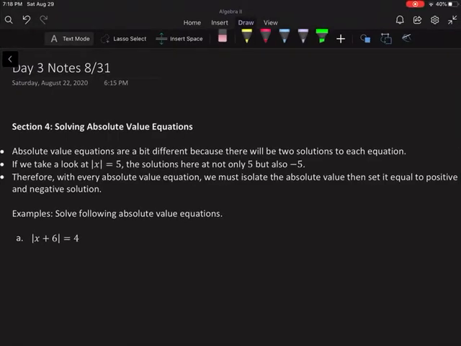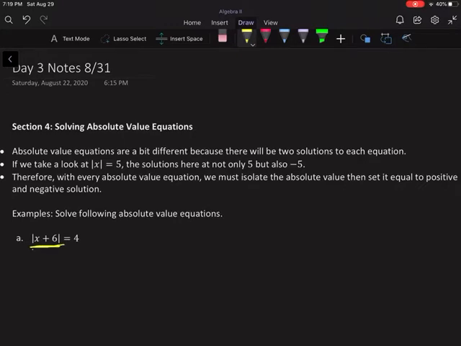Okay, so we're solving absolute value equations. There are some things slightly different than regular equations when we solve absolute value, and that is we typically will have 2 solutions and not just one. So when we look at the absolute value of x equal to 5, it's not only 5, but it's also negative 5. That's what it means by having those 2 solutions. So we must isolate the absolute value first, then set it equal to the positive and negative solution.